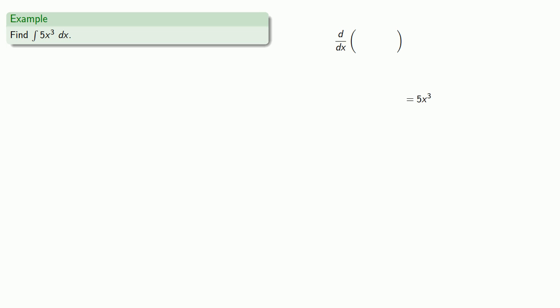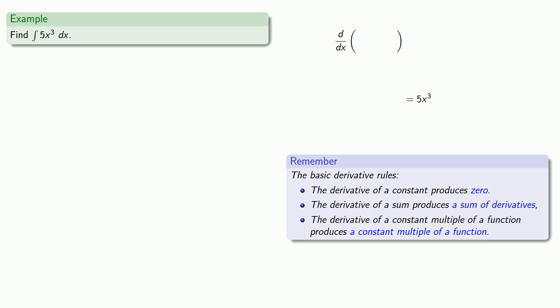And it's helpful to remember a couple of basic derivative rules. The derivative of a constant produces 0. The derivative of a sum produces a sum of derivatives, and the derivative of a constant multiple of a function produces a constant multiple of a function. And this last rule is fairly important because it means that we can ignore the constant, at least until the very end of the problem. So let's focus on this x cubed. What sort of thing do we differentiate to get an x cubed?